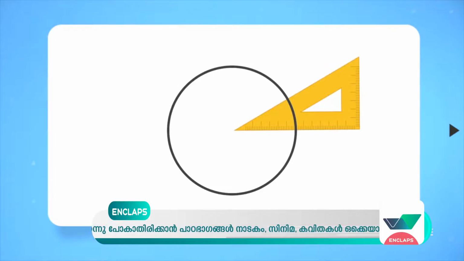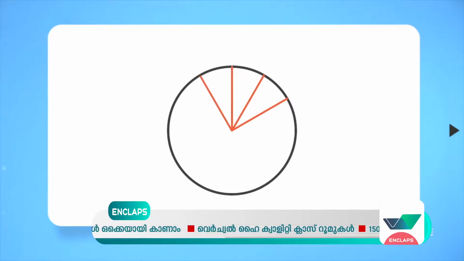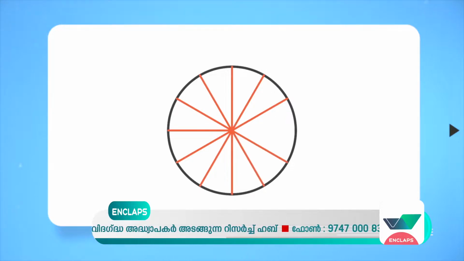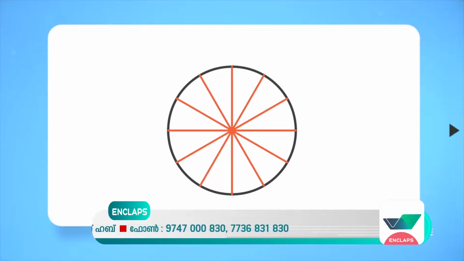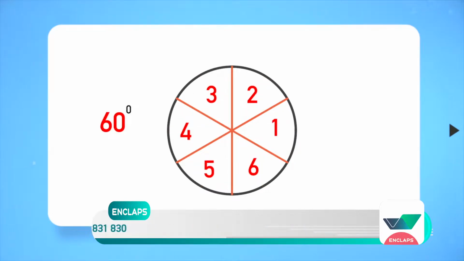Look, how many divisions? 1 division is already over. Then the second one comes, 3rd one, 4th, 5th, 6th, 7th, 8th, 9th, 10th, 11th, and finally 12th. How many divisions are there? 12 divisions. What about a 60 degree angle? You got 6 equal divisions.